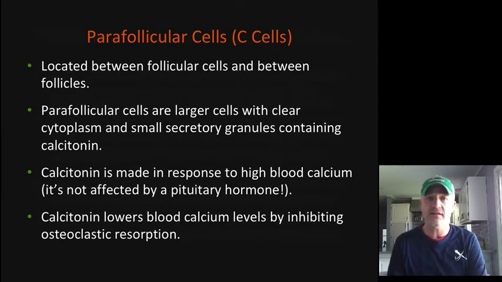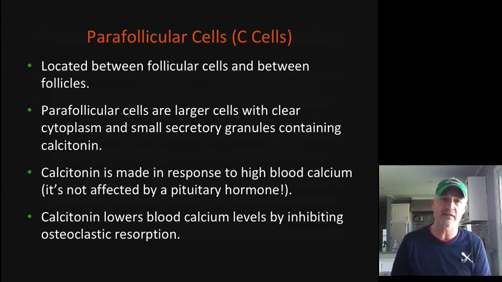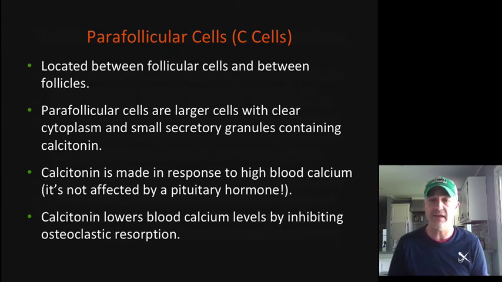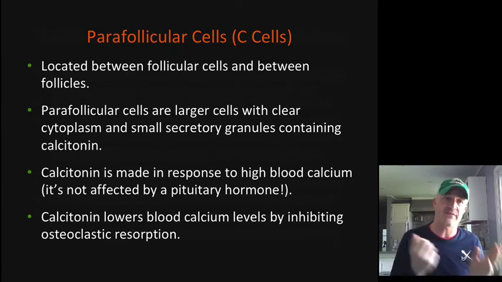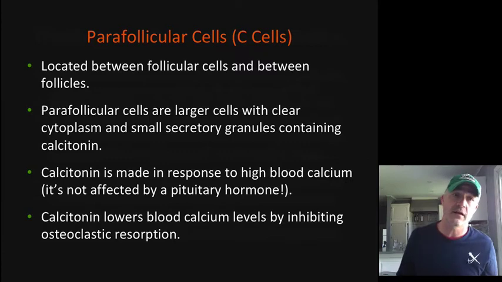In between these follicular cells are what are called C cells, or parafollicular cells. They make another hormone that is involved in blood calcium levels called calcitonin. It actually lowers blood calcium levels. This is not affected by the pituitary. It is separate of the pituitary, but it's a third endocrine hormone that the thyroid makes.